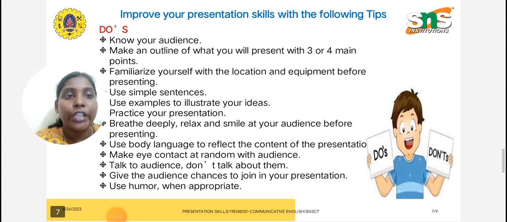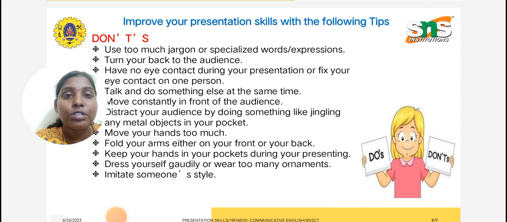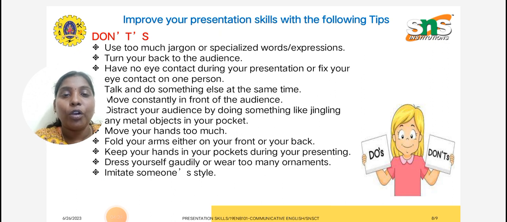Next we are moving on to the don'ts of the presentation. What things must be avoided when you are presenting? Don't use too much jargon or specialized words or expressions. If my presentation is technical and I am not sure about the age group of my audience, or whether they are familiar with the topic, I can explain the technical terms in an easy way to help them understand, or else I fail to deliver a good presentation.